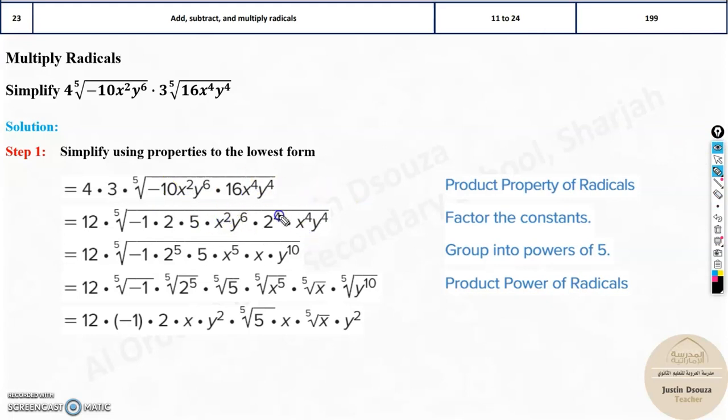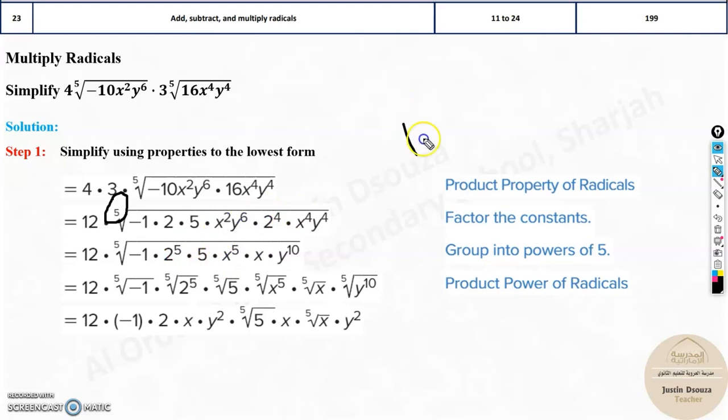Always remember, whenever you are having variables, you add the power. When you multiply two variables, you add the powers. See, 6 plus 4. Now what is happening is you must be very conscious of this outside radical number. So your main goal is to get everything in terms of 5. Now don't just add this.